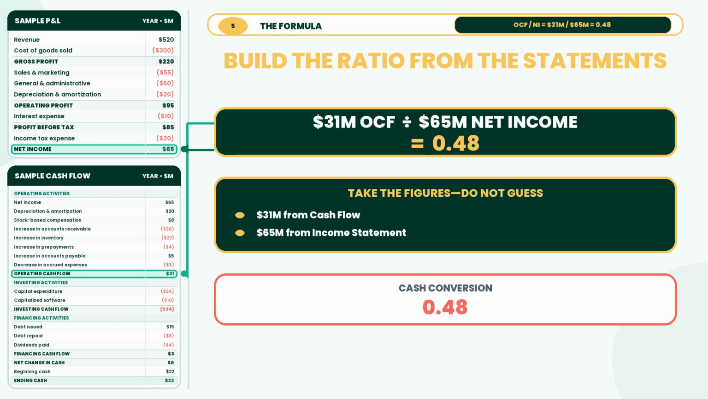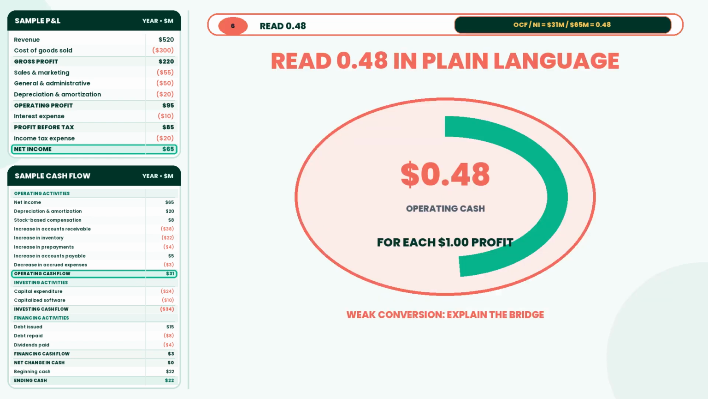The formula is operating cash flow divided by net income. Take 31 from the cash flow statement and divide it by 65 from the income statement. 31 divided by 65 equals 0.48. Read 0.48 in plain language. For every $1 of reported profit, only 48 cents arrived as operating cash during this year. That is weak cash conversion and it needs an explanation.